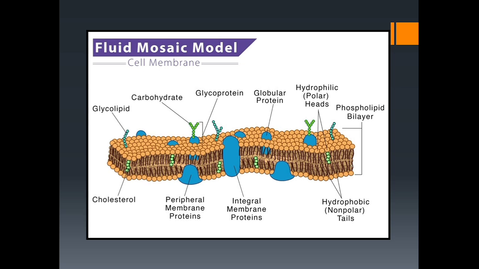But for the integral membrane protein, the name itself tells that integral means it is embedded within the plasma membrane, present exactly in the middle of the plasma membrane, and it covers both the upper leaflet and the lower leaflet of the phospholipid bilayer.